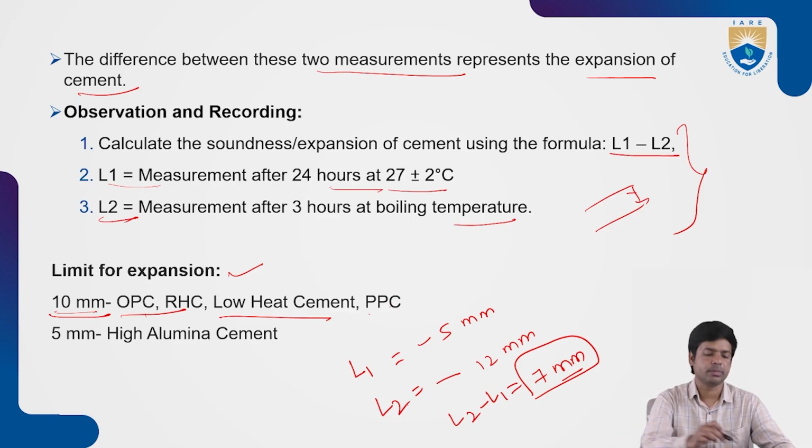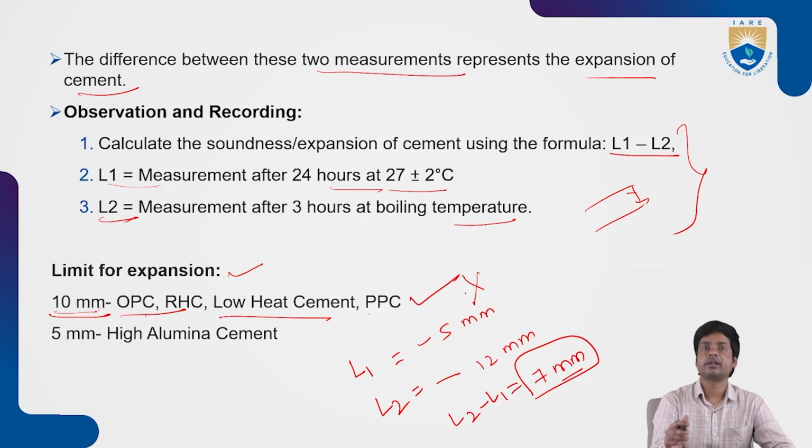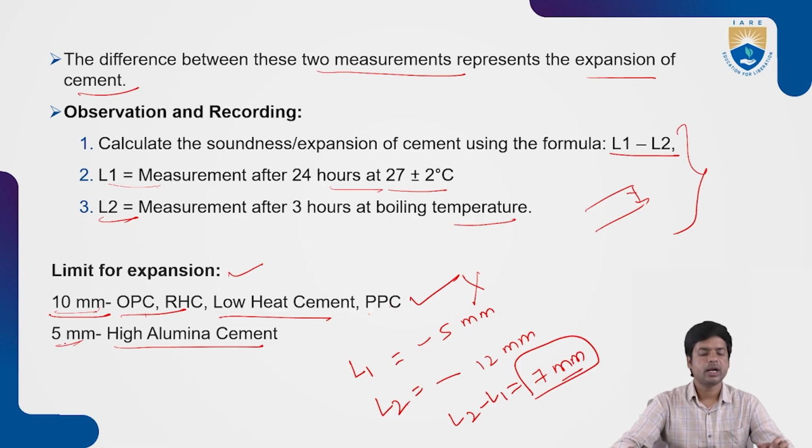For good quality OPC, RHC, low heat cement or PPC, the expansion should be within 10 mm, then only we can call it quality cement. If the expansion crosses 10 mm, then we have to reconduct the experiment, or recheck the quality of the cement, or avoid using such cement for important structures. The next one is 5 mm for high alumina cement. So this is the limit for expansion of cement.